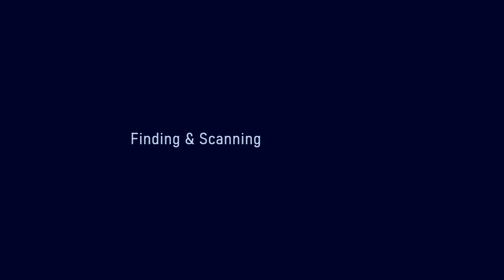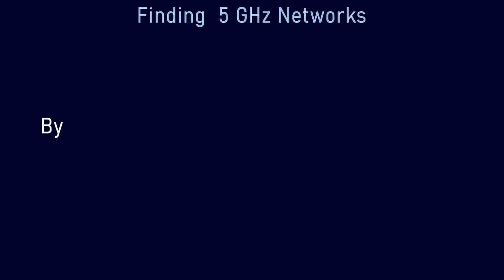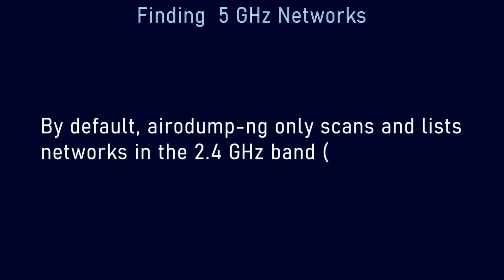In this video, we will learn how to scan Wi-Fi networks operating on the 5 GHz frequency band. This is a theoretical video. Practical aspects will be demonstrated in the next video. There are certain things about 5 GHz networks that we need to understand before diving into the practical aspects. By default, Airodump-ng only scans and lists networks in the 2.4 GHz band, as we saw in the previous video.